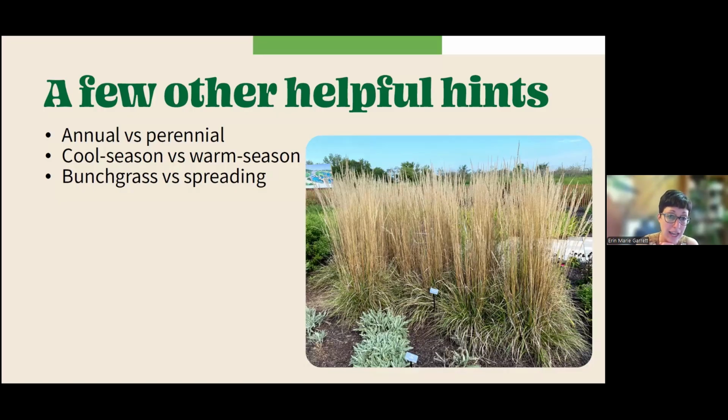We can also look at how these plants grow. So in this picture here, this is an example of a bunch grass growing in a landscape bed that you can see very clearly defined bunches. Versus more of our spreading plants that spread through rhizomes, like something like a Johnson grass, that's going to spread very quickly and form dense colonies.